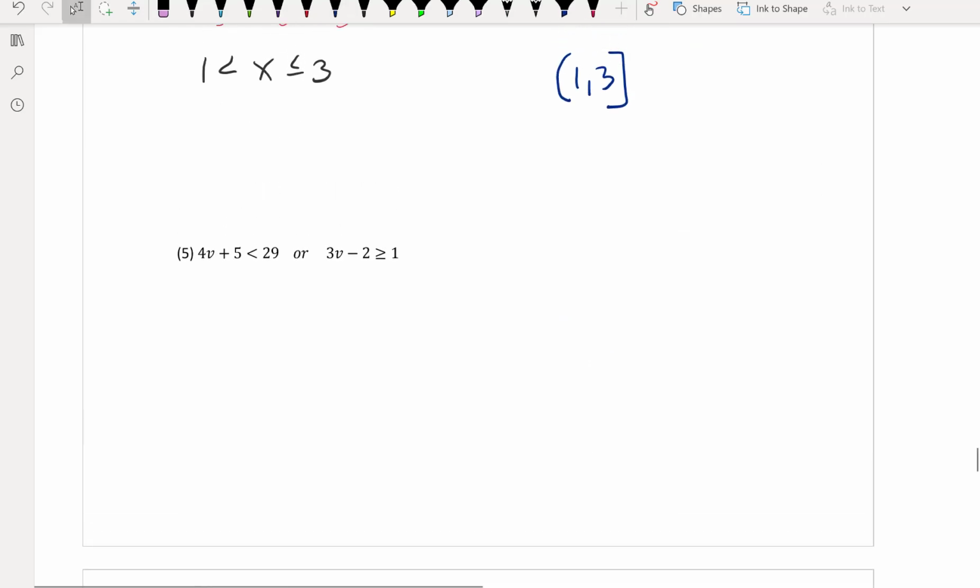Now we're changing it up a little bit. Now I'm looking at the word or. If I'm looking at the word or, I'm thinking about the union. And the union is basically everything goes.